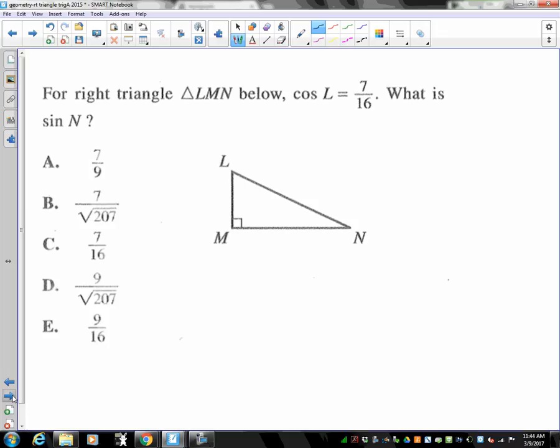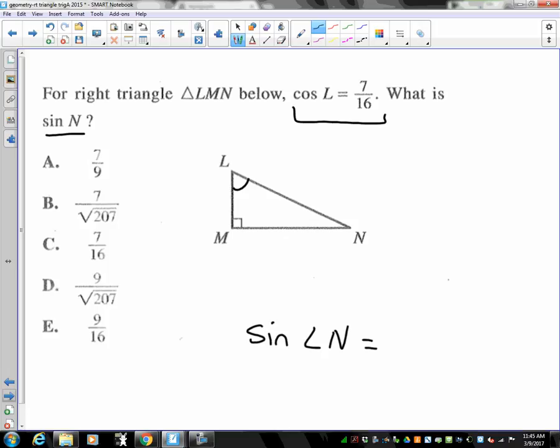Okay, on the next one, it's a very similar question. The only thing on this question is they don't label the triangle for you. Instead, they tell you that in this triangle the cosine of angle L right there is 7 over 16. So I need to use that information to find the sine of angle N to answer the question.